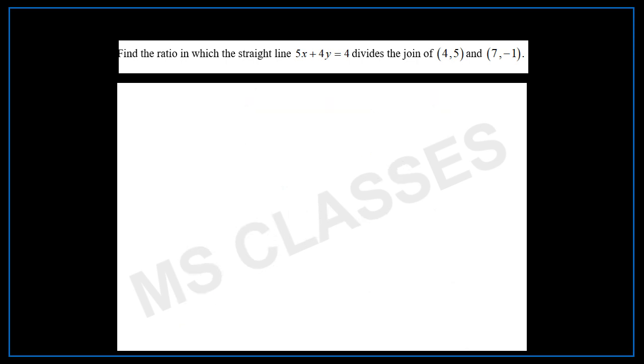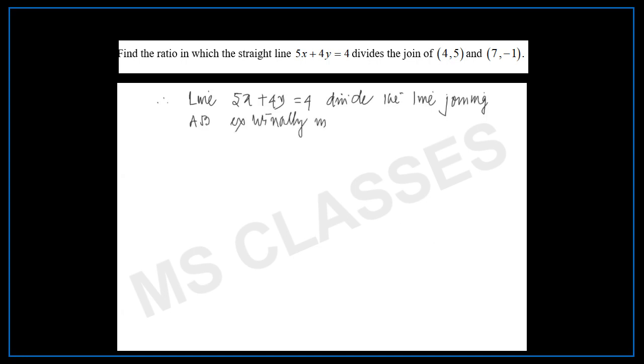So we can conclude here that line 5x plus 4y equal to 4 divides the line joining AB externally in the ratio 4:3.